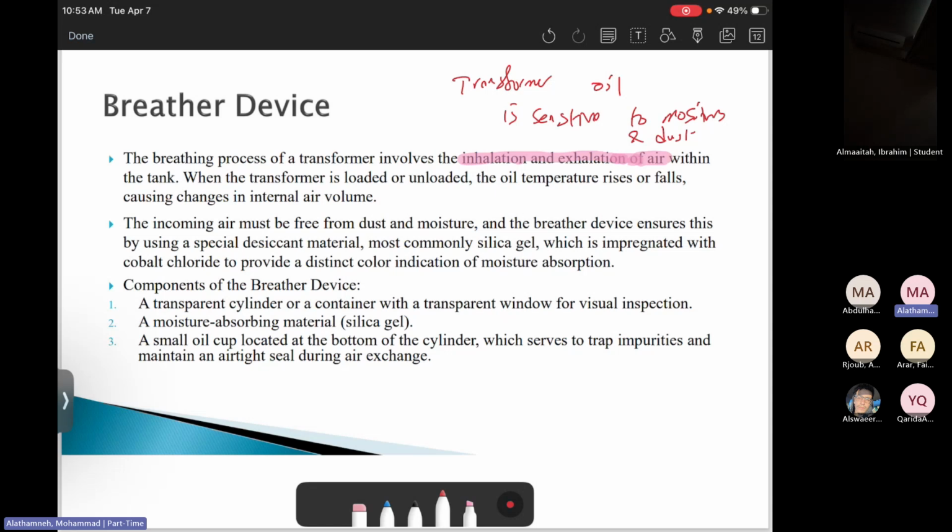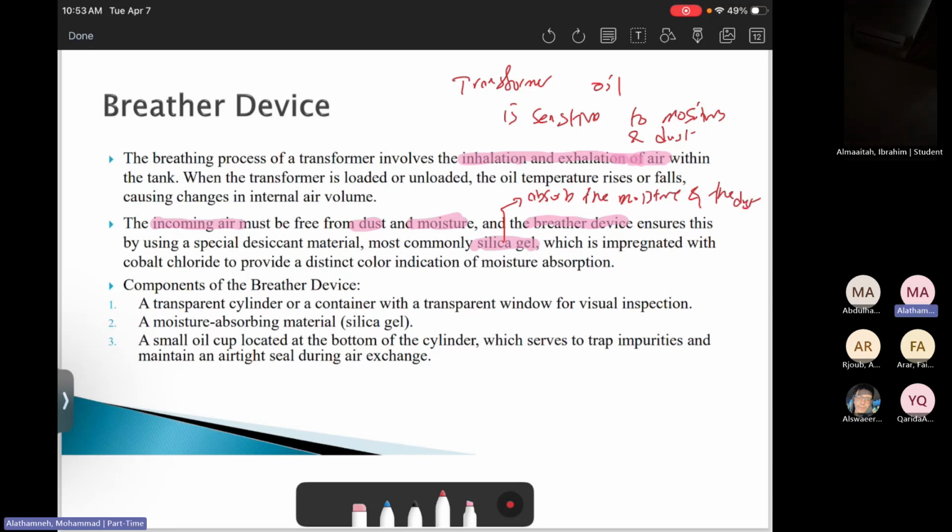We need to make sure it's pure. So how to purify it? The incoming air is cleaned from dust and moisture using the breather device. How can we see it? Using the silica gel. There should be a silica gel that will absorb the moisture. So the silica will absorb the moisture and the dust.